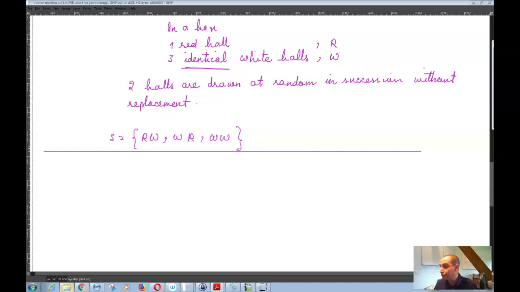And number 10, an experiment consists of tossing a coin and then throwing it a second time if a head occurs. If a tail occurs on the first toss, then the dice is rolled once. Find the sample space. Oh my god.